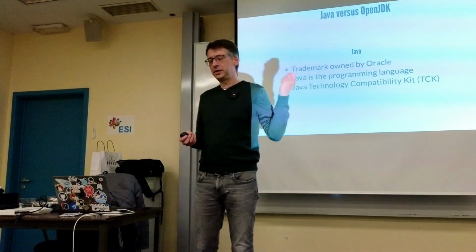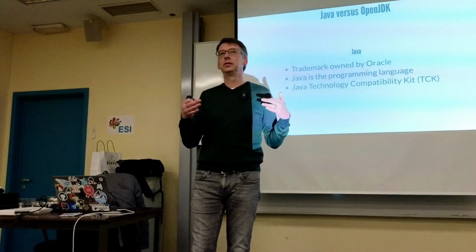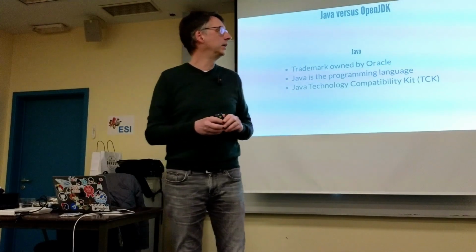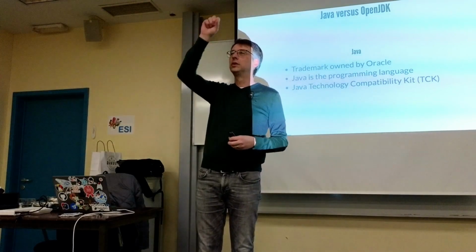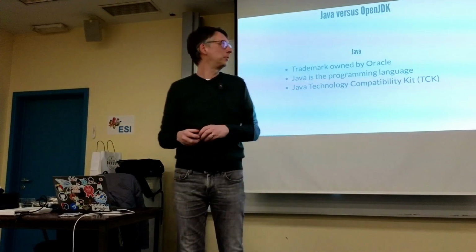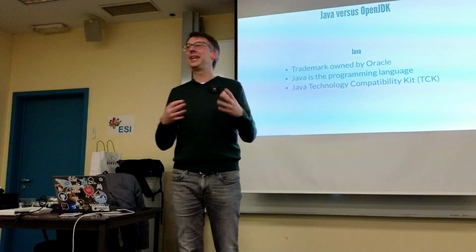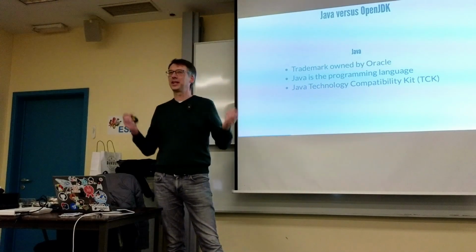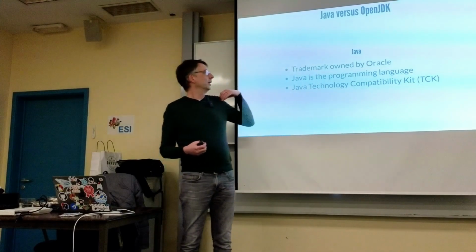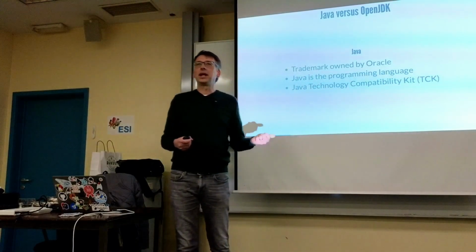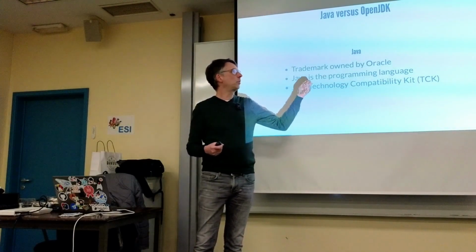A little fun story is this Raspberry Pi project that I was involved in, Pi4J, which is a library to use Java on the Raspberry Pi. In the logo we had the coffee smoke, and I got a message from Oracle that the logo should change because that's part of the trademark. So you have to be really careful what you do with this Java trademark and all the branding around it, because that's really owned by Oracle. It's also the name of the programming language, and it is defined in the technology compatibility kit.